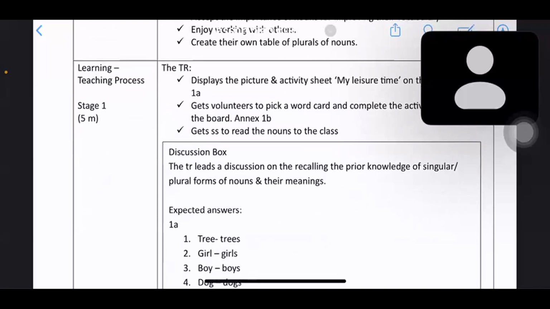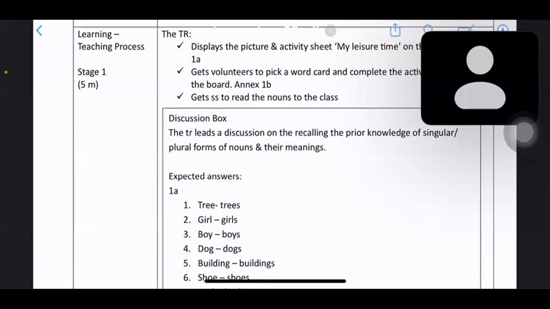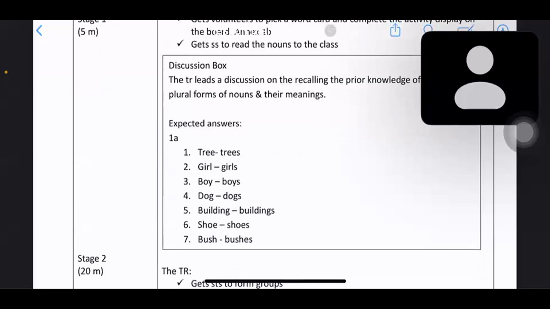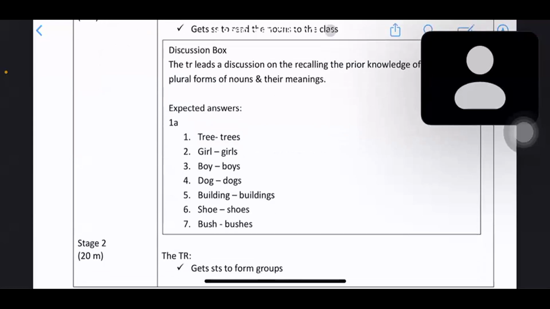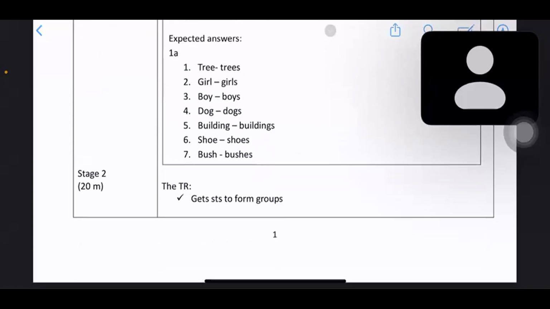They have to present their answers to the class. In the discussion box, the teacher leads a discussion recalling prior knowledge of singular and plural forms of nouns and their meanings. In the first activity, My Leisure Time, the expected answers are tree, trees, girl, girls, boy, boys, dog, dogs, building, buildings, shoe, shoes, bush, bushes. Then the teacher goes to stage 2.